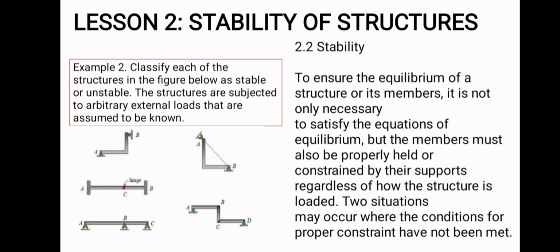Now let's go on to the second part of lesson 2, which is stability. In improper constraint, in some cases there may be as many unknown forces as there are equations of equilibrium. So here we have an example. Now you can see the three examples that are presented here.